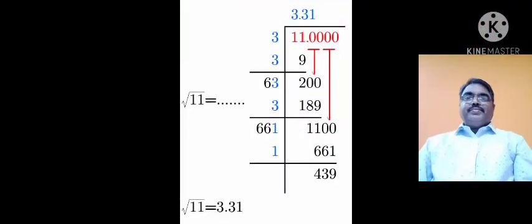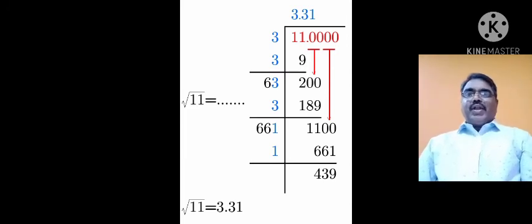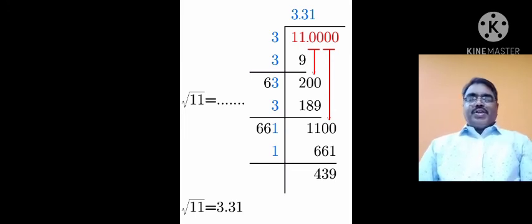Let us see square root of 11. The perfect square number before 11 is 9, which you get by multiplying 3 into 3. 3 3s are 9. Subtract 9 from 11. 2 you get. Bring down 2 zeros. You get 200 in the new dividend part. Here divisor is 3 in the first part. In the second step, by adding 3 plus 3, you get 6.